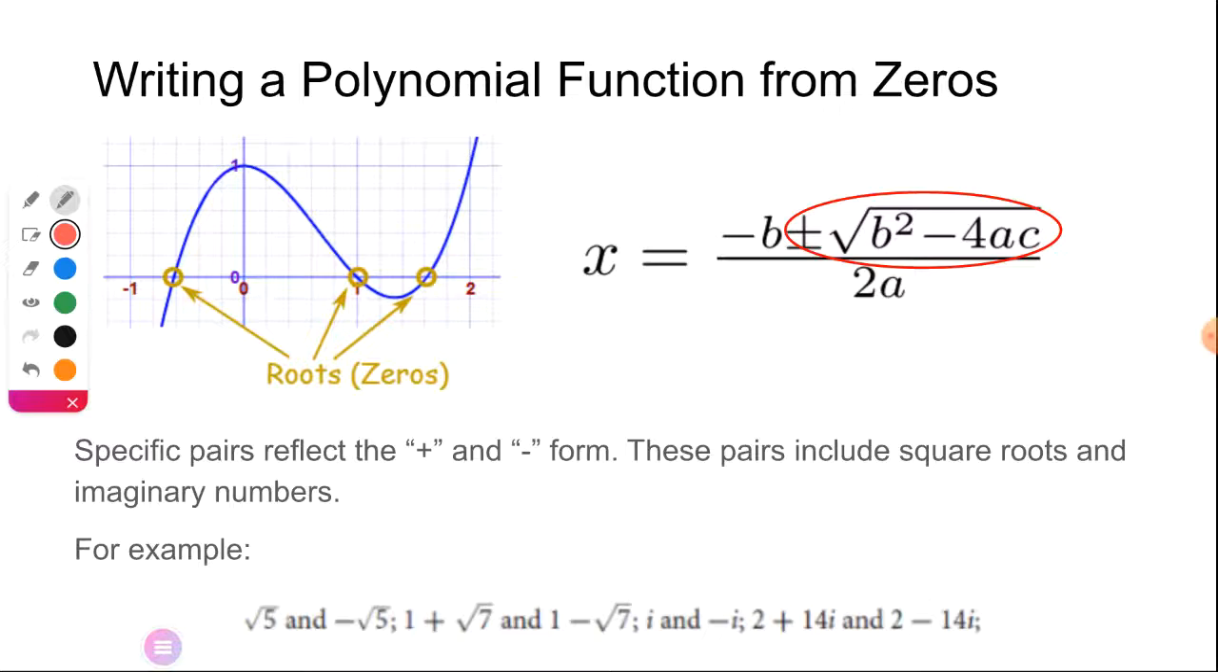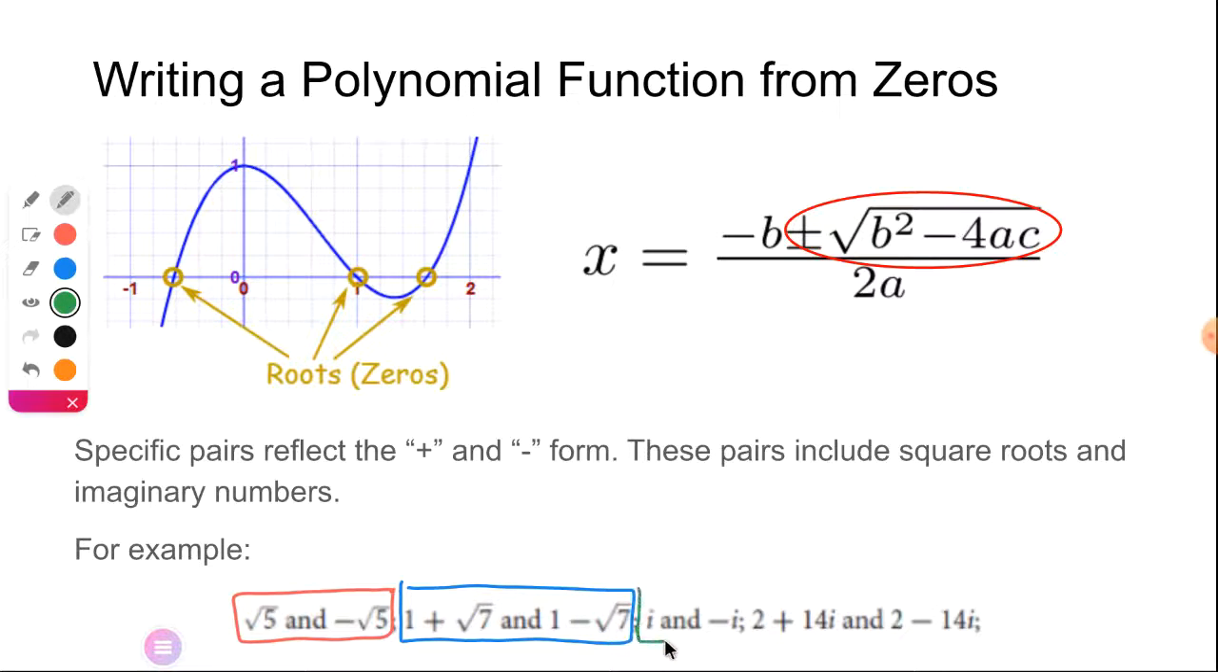Back in Algebra 1, we worked a lot with the quadratic formula. Those answers that we got out of the quadratic formula were zeros. Those are solutions. And certain things come in pairs because of that plus or minus symbol. If I end up with a zero that's a square root of 5, I also had to have that negative square root of 5. Same thing, here are the examples at the bottom that I'm referring to. If I have 1 plus square root of 7, it has to have that 1 minus square root of 7. They have to come in pairs.